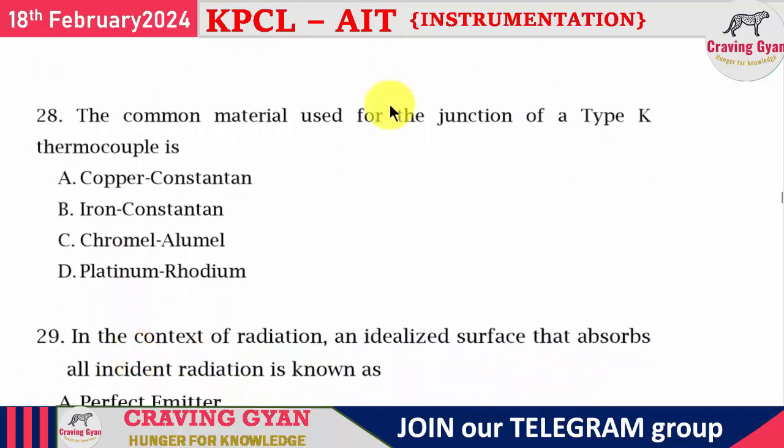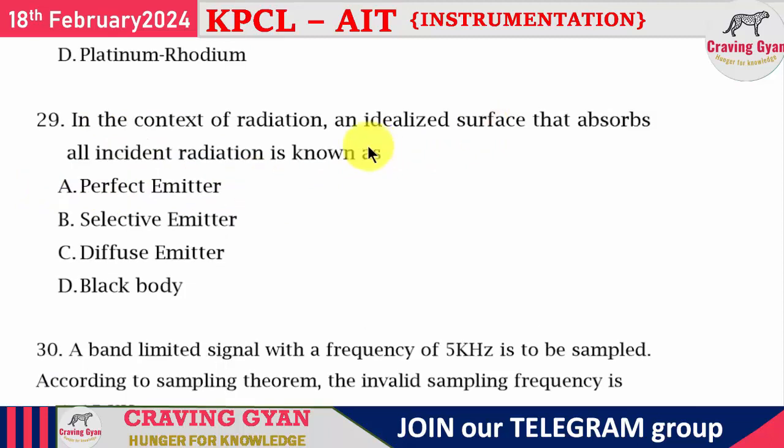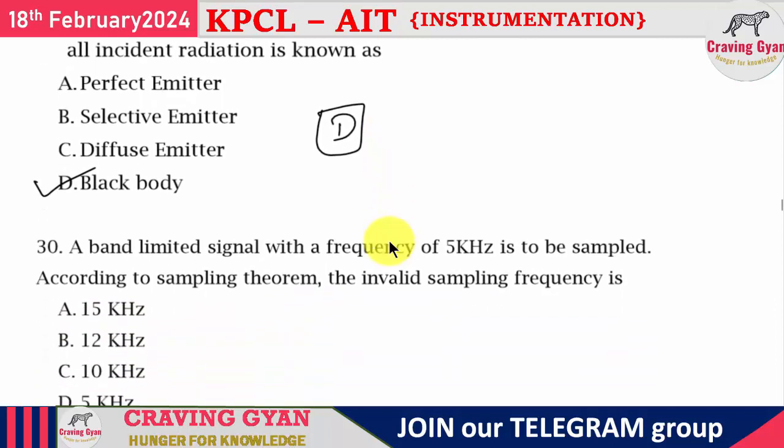28th question, the common material used for the junction of a type K thermocouple is copper constantan. Option A is going to follow. 29th question, in the context of radiation, an idealized surface that absorbs all incident radiation is referred to as what? Black body. A black body is the one which absorbs all the radiation.